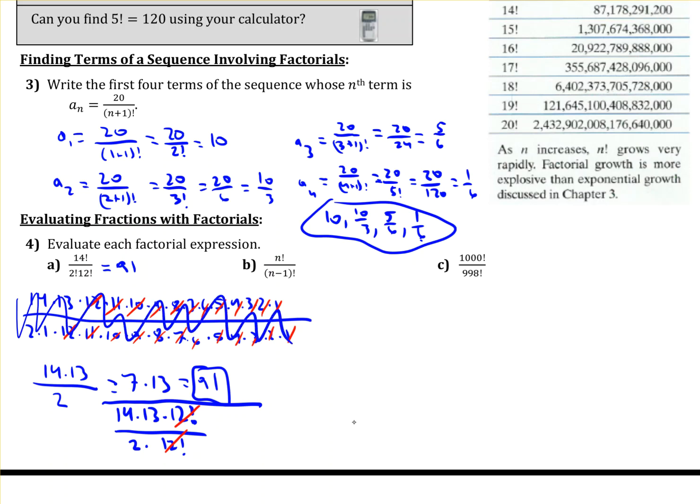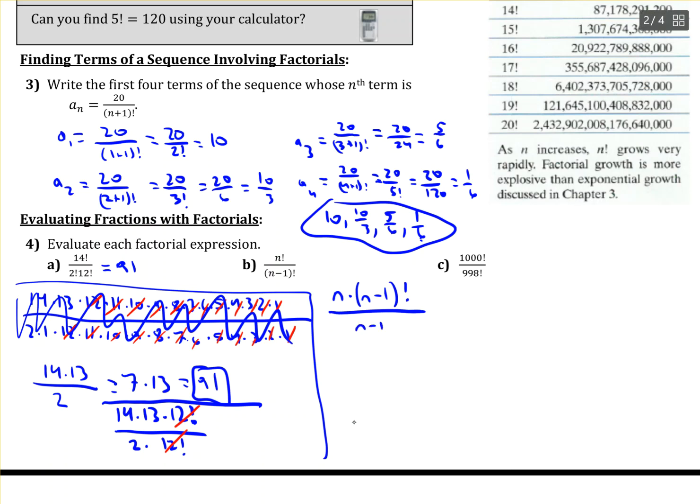Okay, so n factorial times n minus 1 factorial. Again, that might look a little bit confusing right now, but remember n factorial, well, it's going to be n times a number that's one smaller. So n minus 1, and then it's going to be n minus 2, etc. But like we just said in A, I can add an exclamation point, and that will carry it down to the end for me. So I get n times n minus 1 factorial over n minus 1 factorial. Notice what happens? I get n.